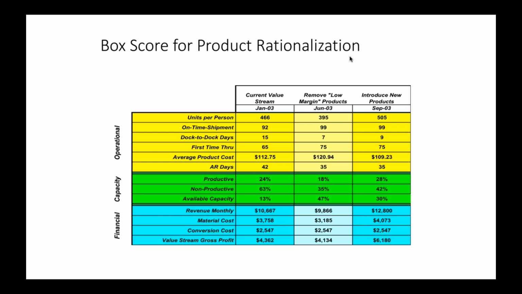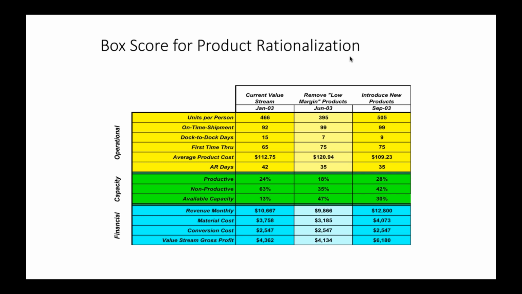On-time delivery actually went up because these products were difficult to produce. Our inventory days went down and our quality got better. Average product cost obviously went up because fewer units were being produced. The available capacity changed dramatically, went from 13% available to 47% because these low margin products created a lot of waste in the process.